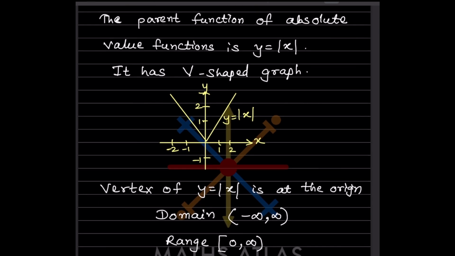Now for this one, the domain is minus infinity to infinity, that is all the real values. Can you see here on the x, it is going here, and the range is 0 to infinity. So the range is 0 to infinity.